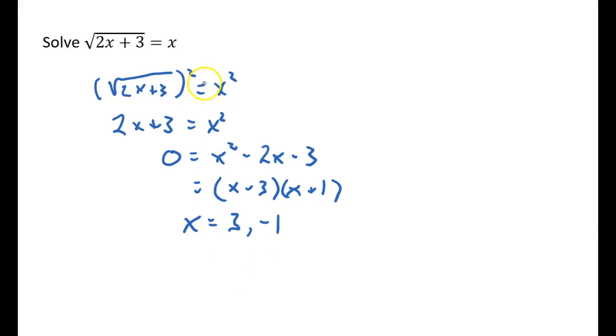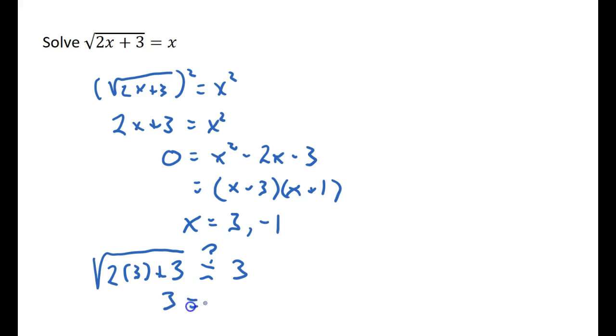Okay, now since we squared the sides of the equation, we kind of changed the problem. We increased the degree, so we need to check our answers. So I'm going to put in 3. Is the square root of 2 times 3 plus 3 equal to 3? Well, 2 times 3 is 6, plus 3 is 9. The square root of 9 is 3. So that one works.